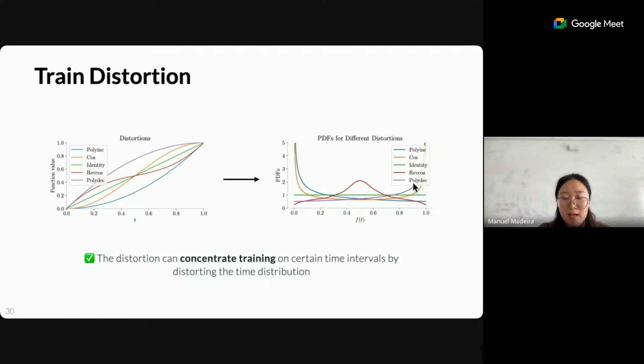For example, if we apply the function called polydec, what it does is to make the density function much more concentrated on T larger than 0.8. So this function directs the model's attention during training to refine later stages of the inference.